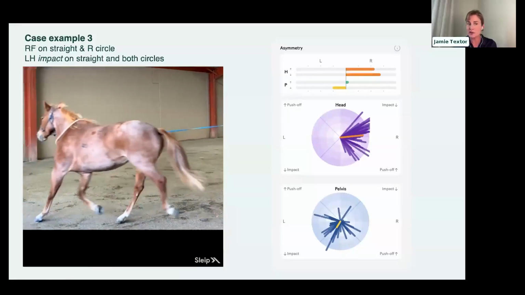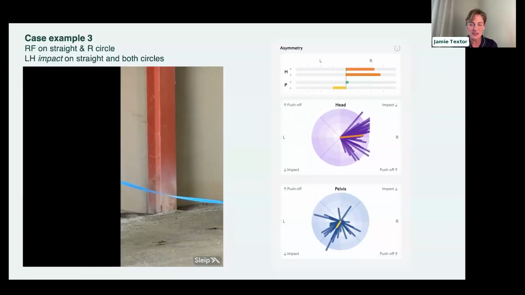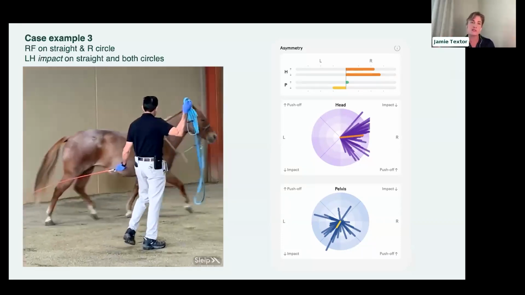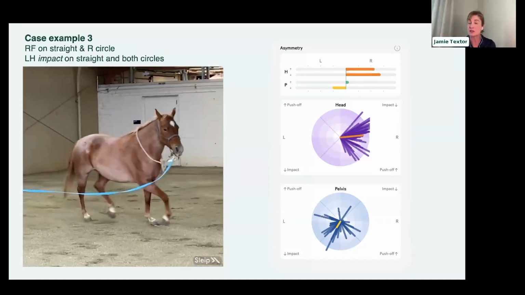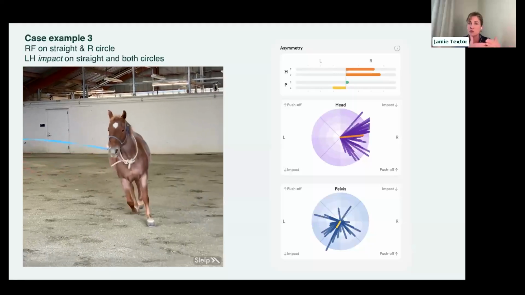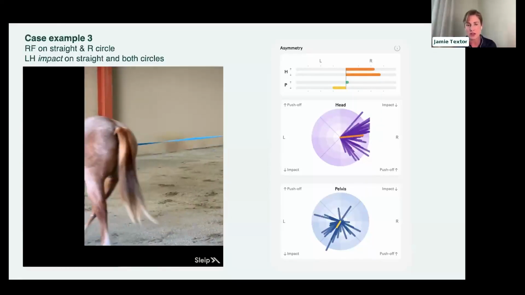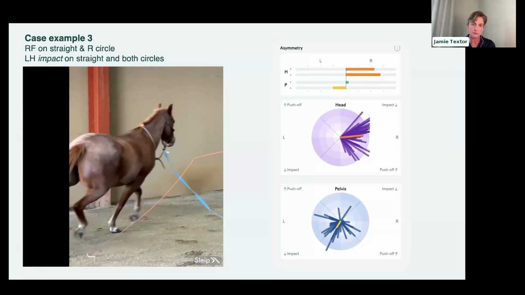And you can see that my video is not perfect, just like perhaps some of yours. So I was not standing back far enough from the horse. And so the horse traveled outside the frame on a couple of strides. It's okay. You don't have to stop your video. Sleip is waiting for the horse to come back into the frame, and then it's capturing those trot strides when she does.